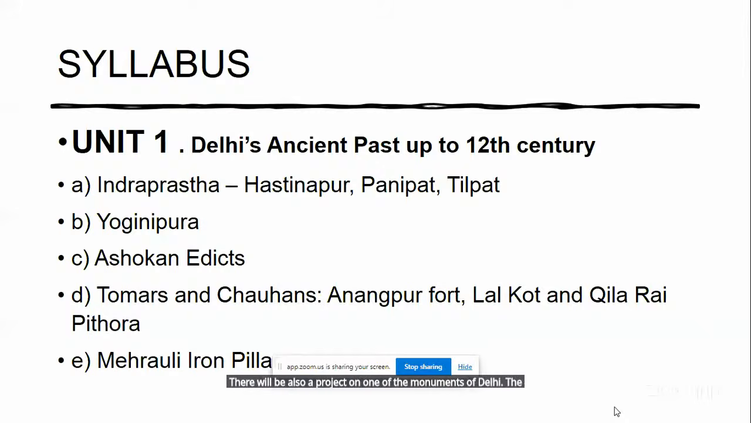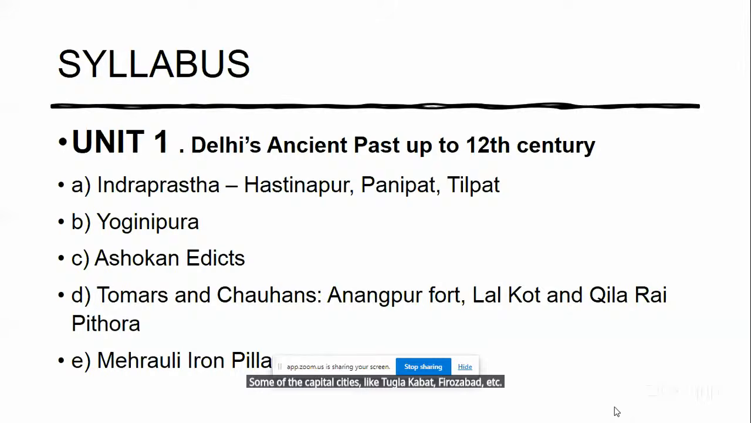The syllabus is divided into 4 units. The first unit is about Delhi's ancient past up to the 12th century, in which we'll be learning about Indraprastha, about Mahabharata, about Ashokan edicts, etc. The second unit is about the various capital cities of Delhi. So Delhi evolved as the capital city of many empires. We'll be learning about some of the capital cities like Tughlaqabad, Firozabad, etc.